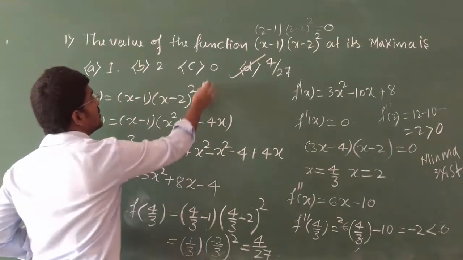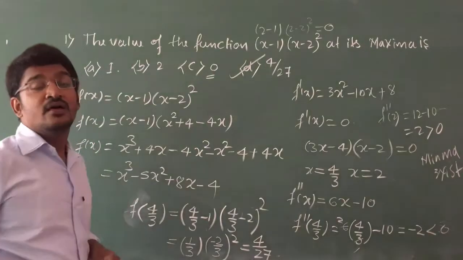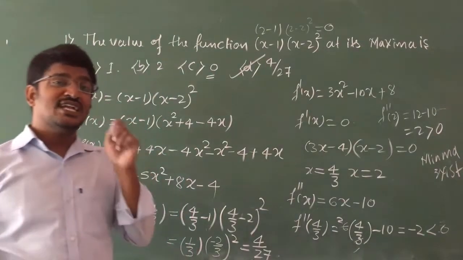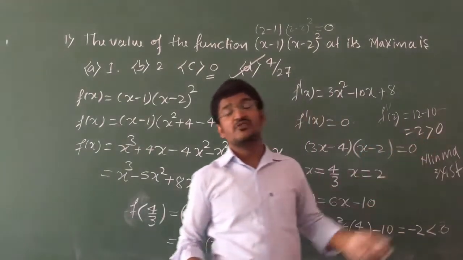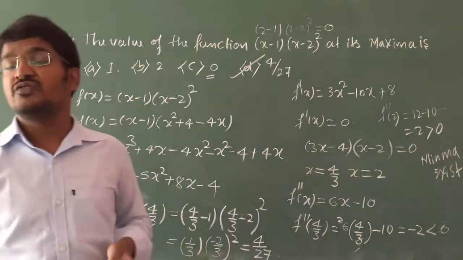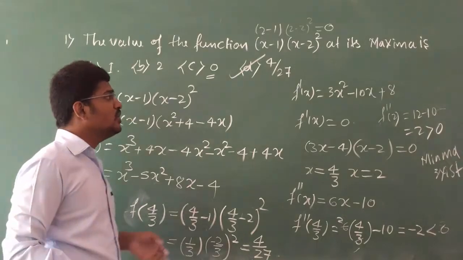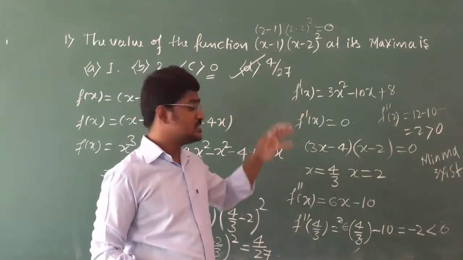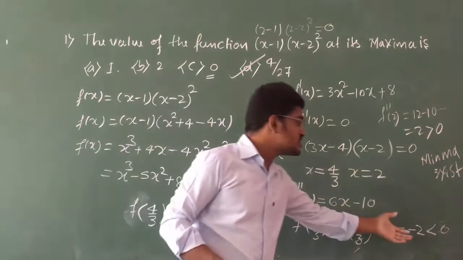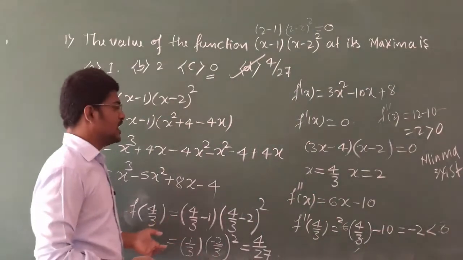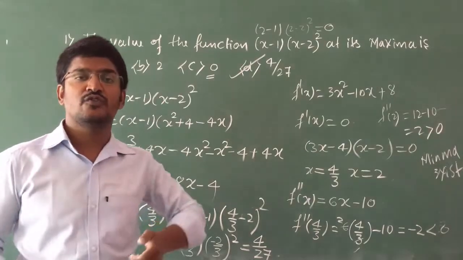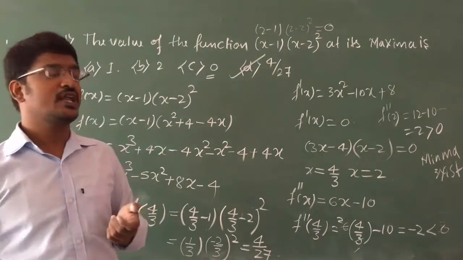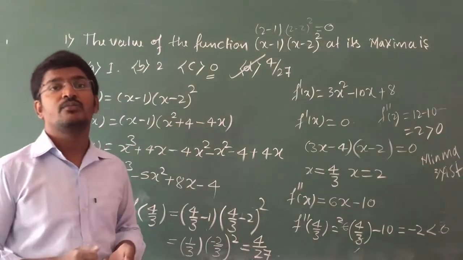See, 0 also present here. That is minimum. That you have to calculate whenever f double dash of x is greater than 0. And suppose if f double dash of x is lesser than 0, you have to calculate the maximum. Clear? So from this, I think you got an idea of calculating maximum and minimum.